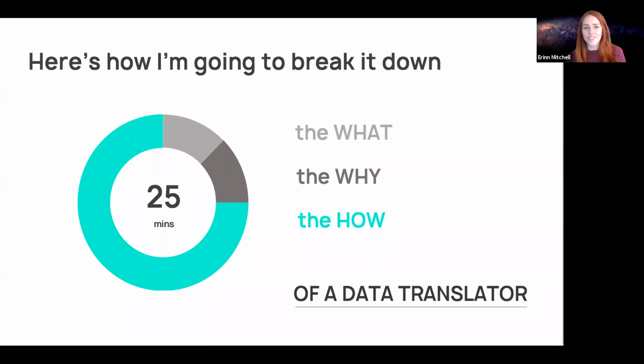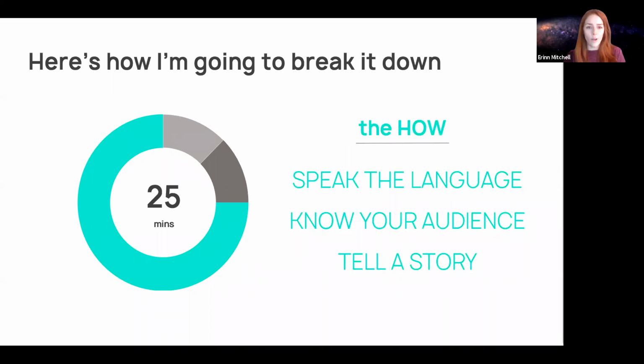So here's how I'm going to break it down. I'm going to talk about the what, the why, and the how of a data translator. The what and the why can vary from organization to organization, but I think the how is what's most important, and it remains constant and the same. So that's where I'm going to be taking a deep dive, focusing on the how and the common themes of the how, which are 3 pillars. Speak the language, know your audience, tell a story. That's where we're going to be spending a majority of the time tonight.